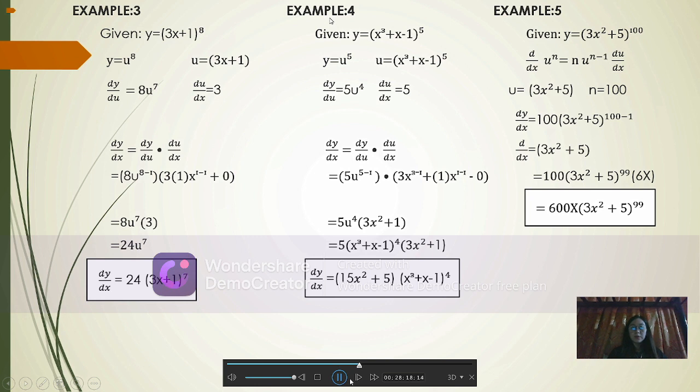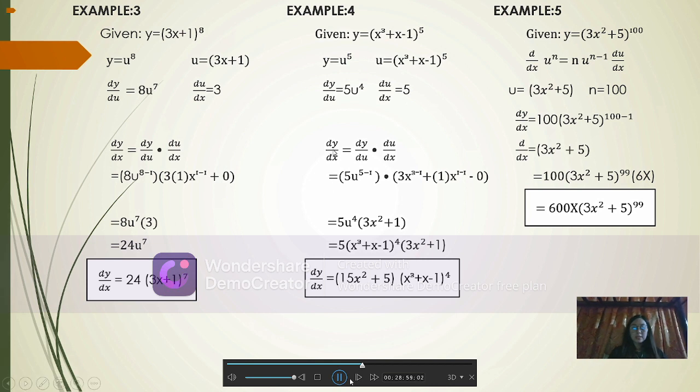So, example number 4. Given y is equal to (x to the cube power plus x minus 1) to the 5th power. So, y is equal to u to the 5th power, and u is equal to x to the cube power plus x minus 1. So, dy over du is equal to 5u to the 4th power. Du over dx is equal to 5. So, ganun lang ulit kung paano yung ginawa natin sa mga example.